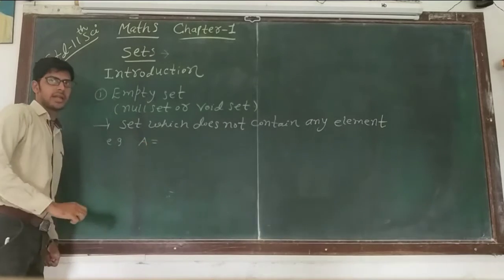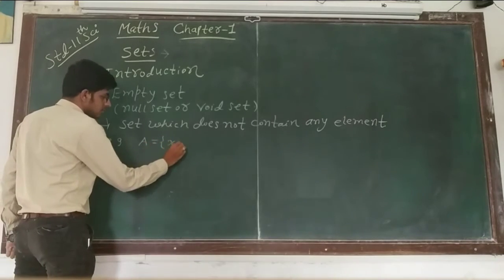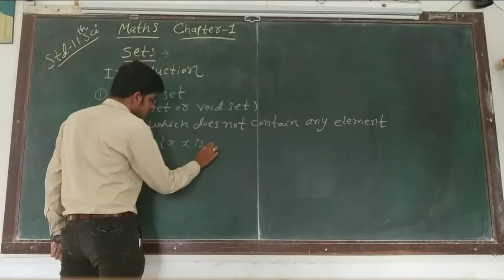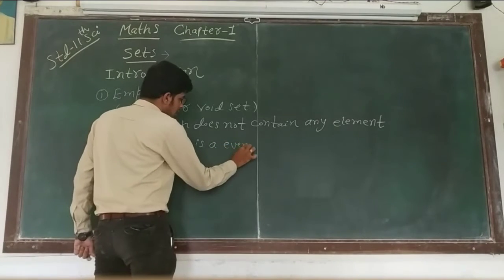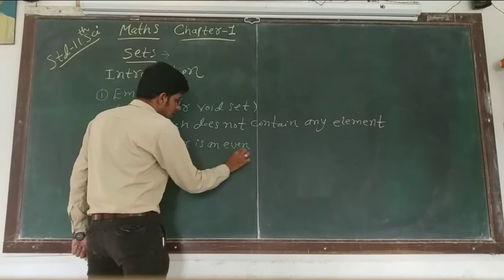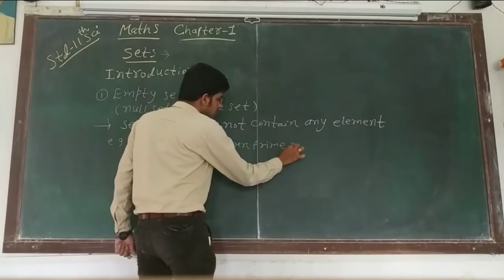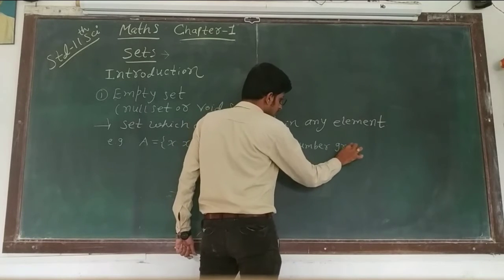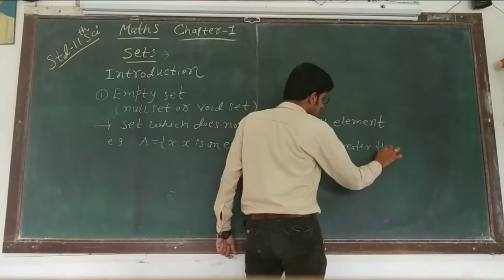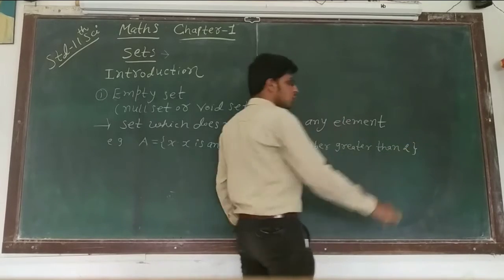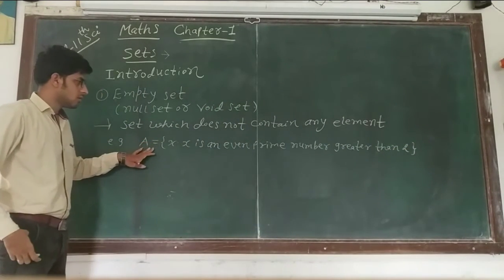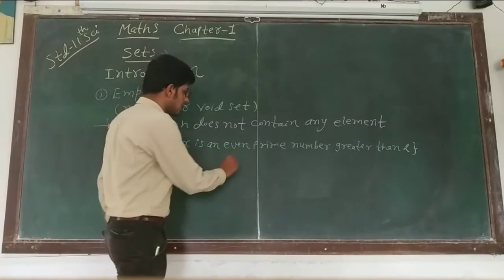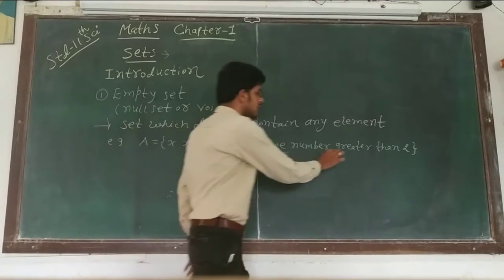If set A is equal to {x such that x is an even prime number greater than 2}. Okay, here we have to write down elements which are even prime as well as greater than 2.